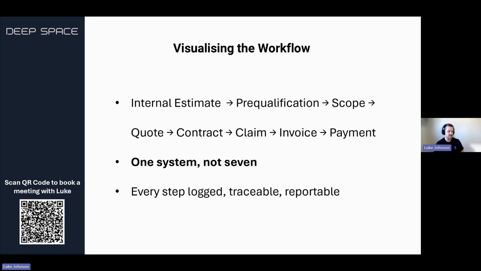So let's visualize this workflow a little bit. We can see that what's happening inside of my business is I'm doing my internal estimates. We're going to those pre-qualified subbies. We're sending them the scopes. They're sending us back the quote. We're issuing the contract. We have the claim and the invoice, but in one system, not four, okay? That's the difference. And for your subby, it's quite a big deal for them.